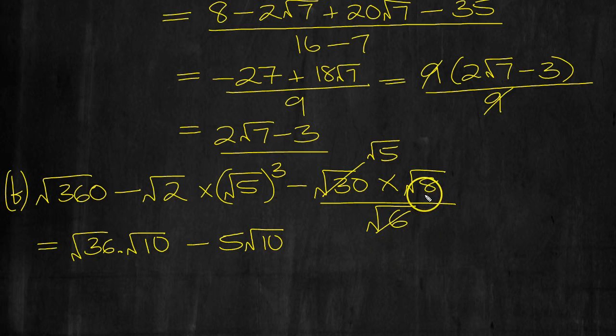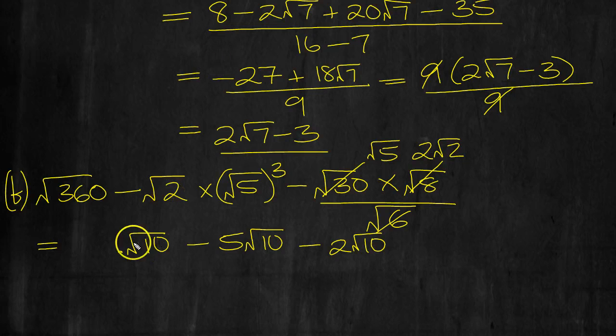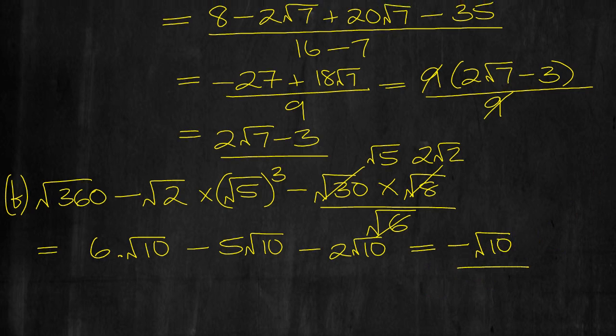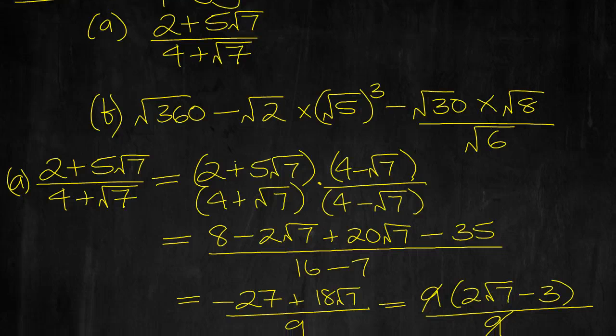And root 8 is also root 2 times root 2 times root 2, isn't it? So that's 2 root 2. So we end up with 2 root 10 minus 2 root 10. So we've got 6 root 10. So I'm just going to change that now. The root 36 I'm going to put as 6. So it's 6 root 10, take 5 root 10 minus 2 root 10. 6 minus 7 is minus root 10. So that looks like the answer there. So there's A and B then done.